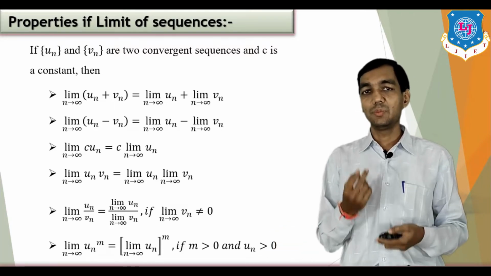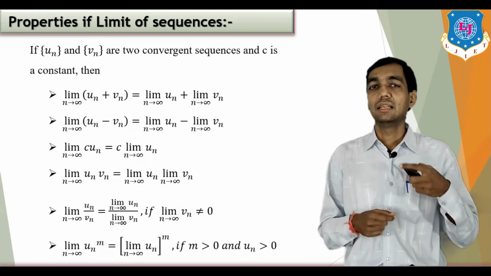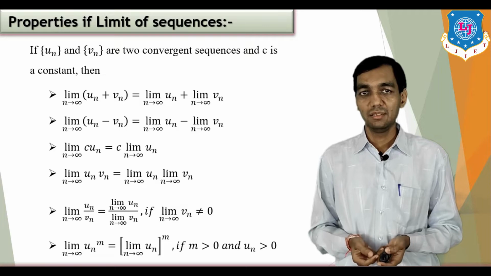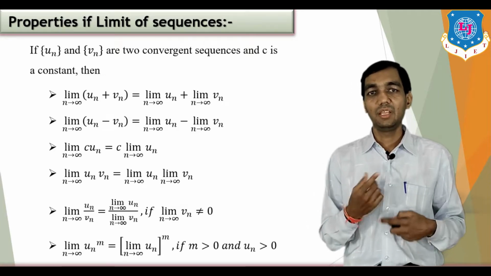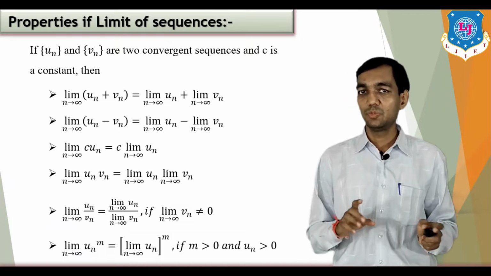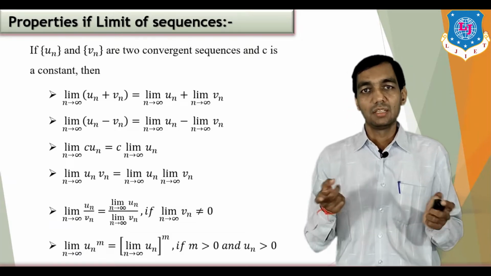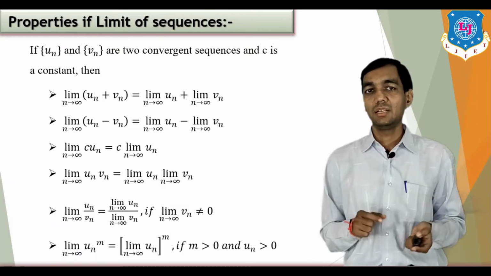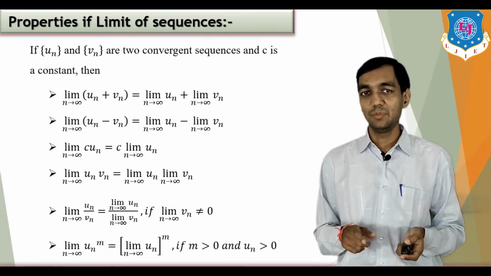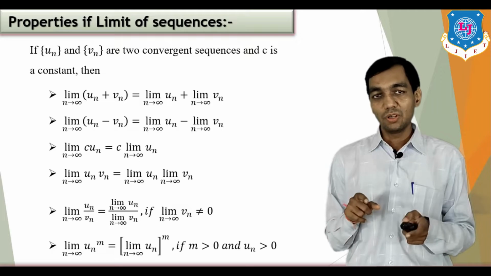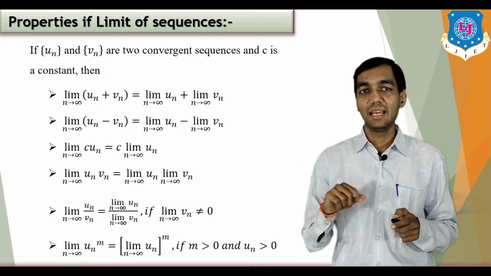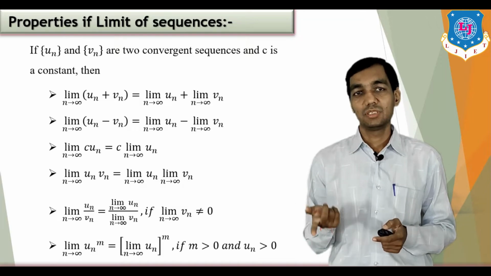If you are given the multiplication of two sequences, then the limit is separated for both of them and then you have to multiply the answers. In the same manner for division, but in division, provided that the denominator must not be 0. The last one is the limit of un raised to m, where n tends to infinity, which is the same as the limit of un as n tends to infinity, whole raised to m, where m and un both are positive.